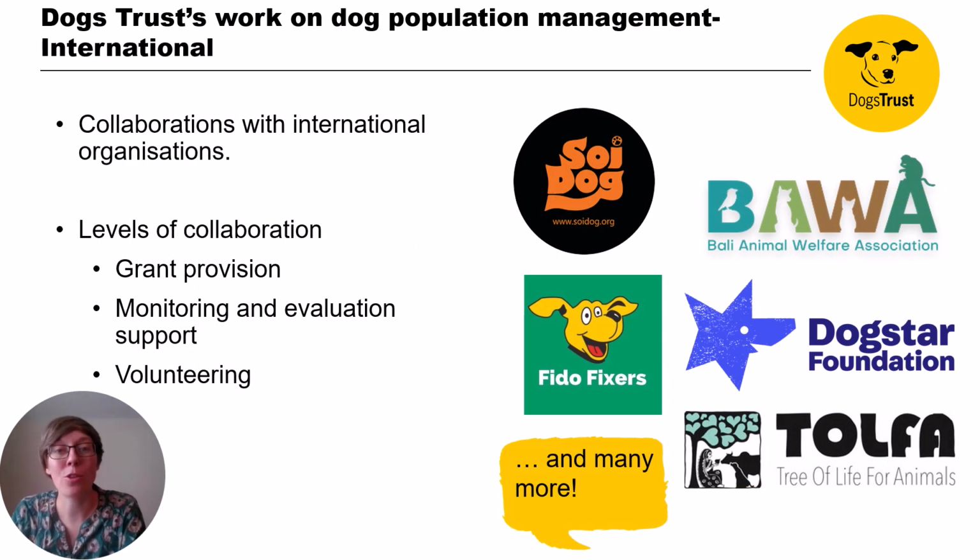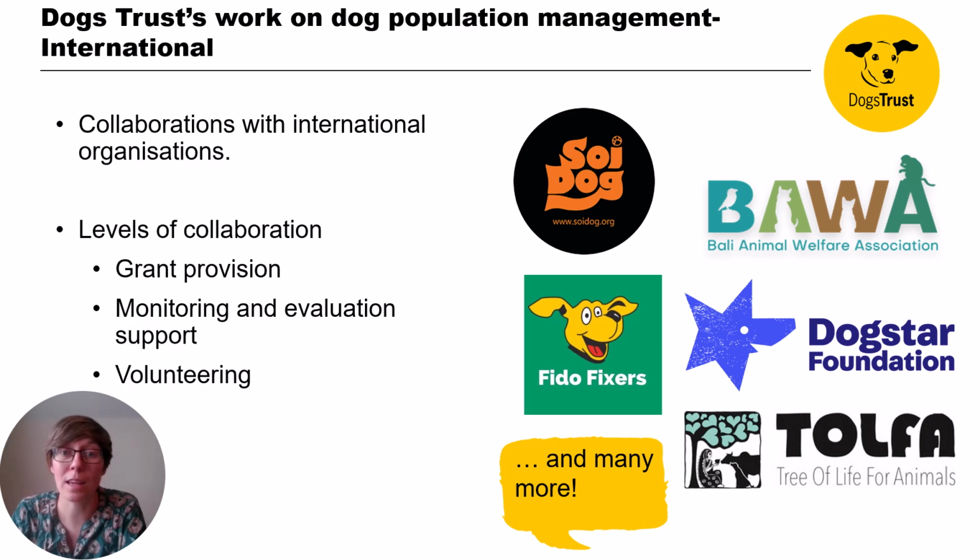Another aspect of our work which focuses on dog population management is in our collaborations with organisations internationally. We've partnered with organisations around the globe, many of which involve dog population management projects. There's a few examples on the right there, but there are many more. We've collaborated with these organisations in different ways and at different levels, from providing grant funding to assisting with practical aspects of the projects. For example, our research team has helped with monitoring and evaluation for some of these, and has collaborated on writing academic papers to be published. There's also been opportunities for Dogs Trust staff to volunteer abroad to assist with some of these projects.